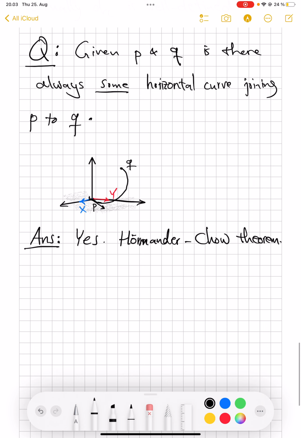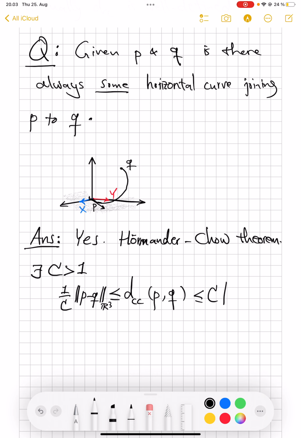And there's actually more in this theorem. In our case, this will say that the Carnot-Carathéodory distance of P and Q is... there exists some constant c bigger than 1 such that this is bigger than 1 over c times the distance of P from Q as if they were in R3, and less than c times the distance of P and Q to the power 1/2, again in R3.